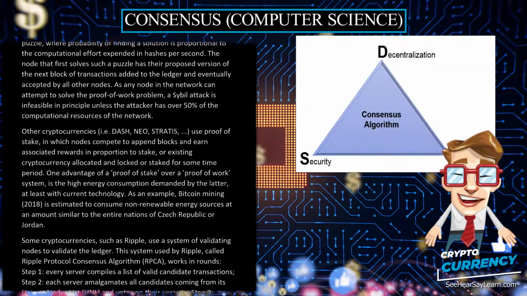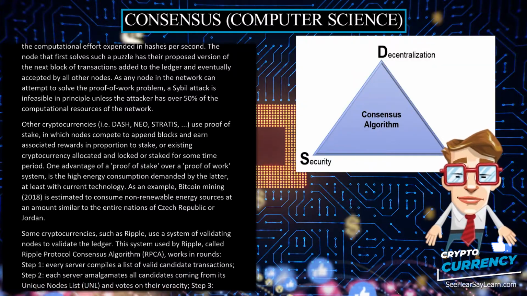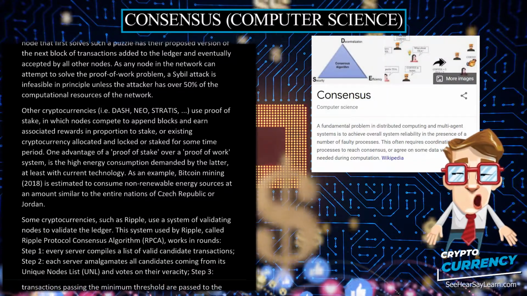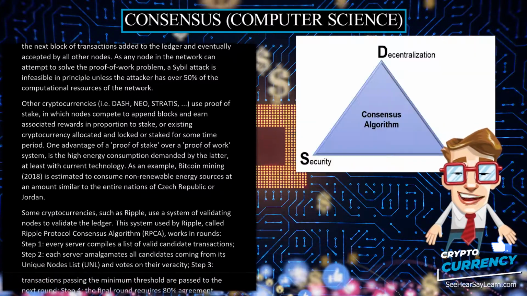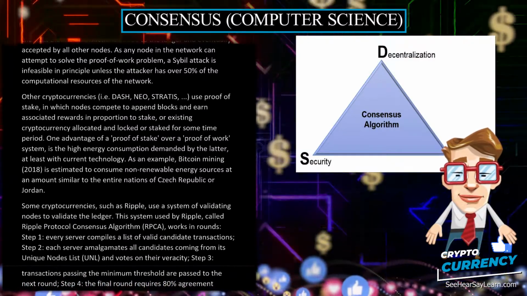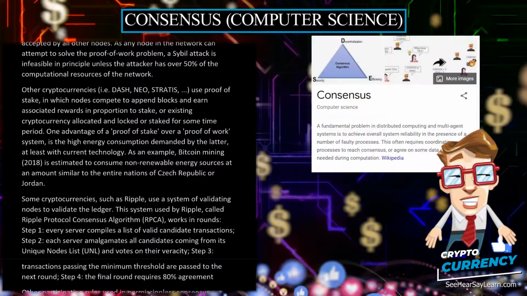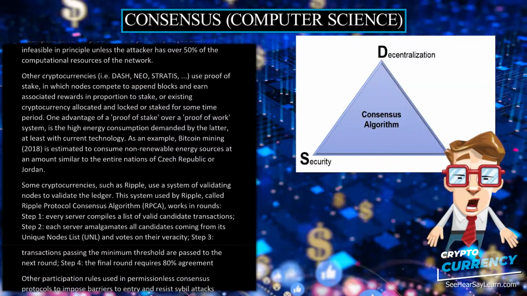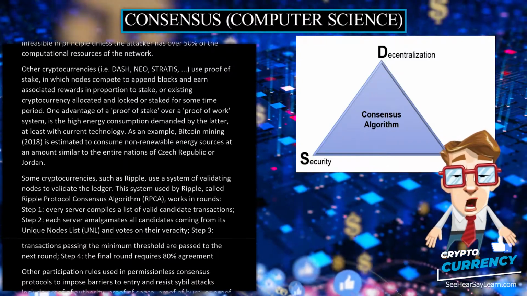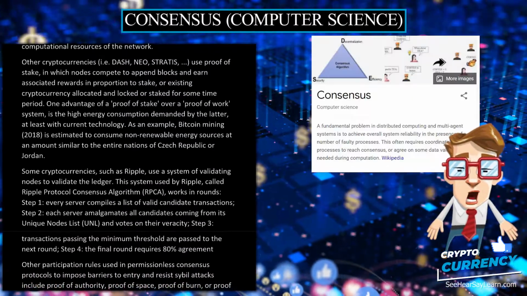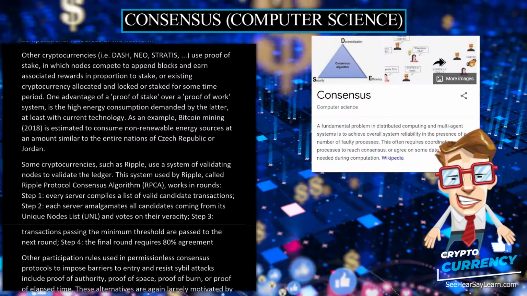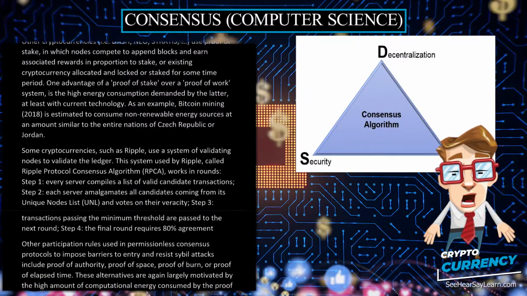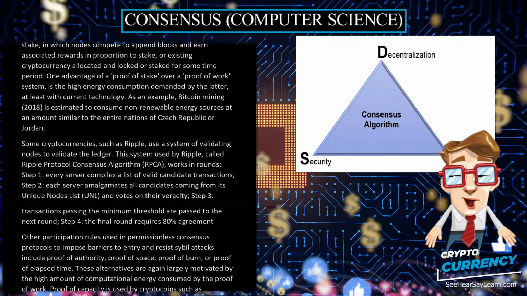Some cryptocurrencies, such as Ripple, use a system of validating nodes to validate the ledger. This system used by Ripple, called Ripple Protocol Consensus Algorithm, RPCA, works in rounds. Step 1, every server compiles a list of valid candidate transactions. Step 2, each server amalgamates all candidates coming from its unique nodes list, UNL, and votes on their veracity. Step 3, transactions passing the minimum threshold are passed to the next round. Step 4, the final round requires 80% agreement.